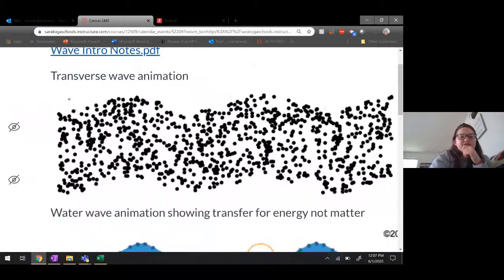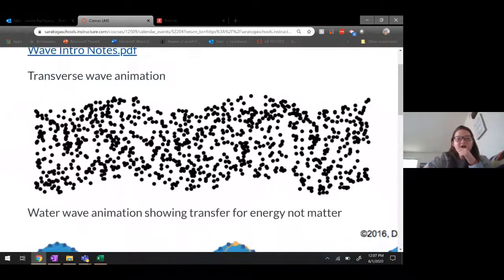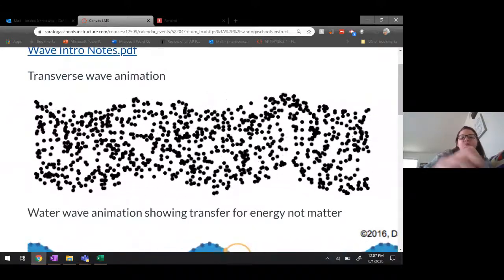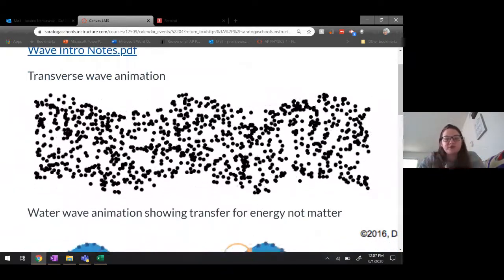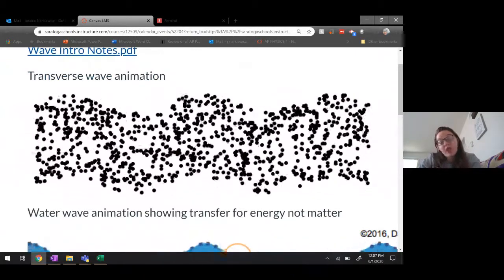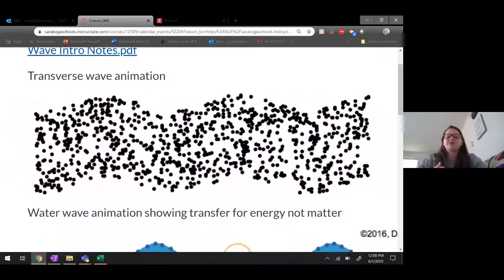Now, the energy itself is traveling to the right across the screen, but if you pick on any individual particle, it's only vibrating up and down. And that again shows us that we're not transferring matter. The particles aren't moving to the right with the energy. They're just moving up and down because waves transfer energy, not matter.